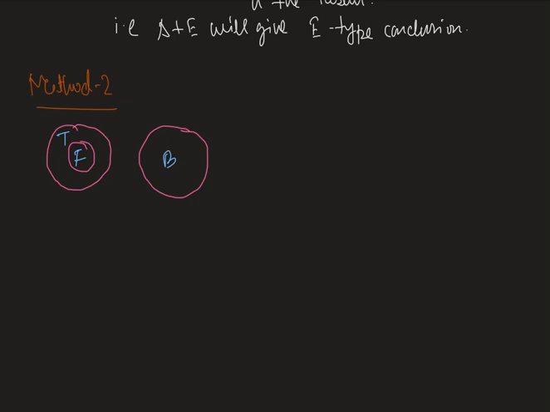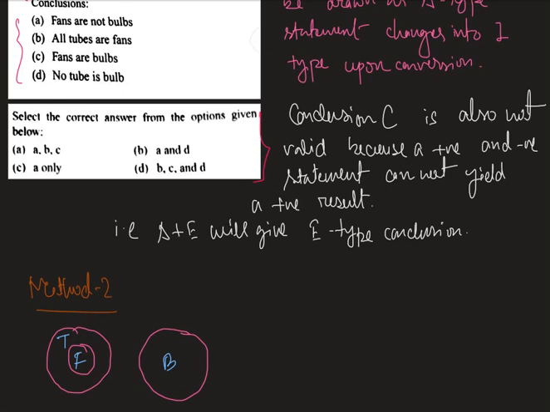Okay, therefore if we see the first conclusion that fans are not bulbs, it is true. The second one is all tubes are fans. All tubes are fans, it is false.